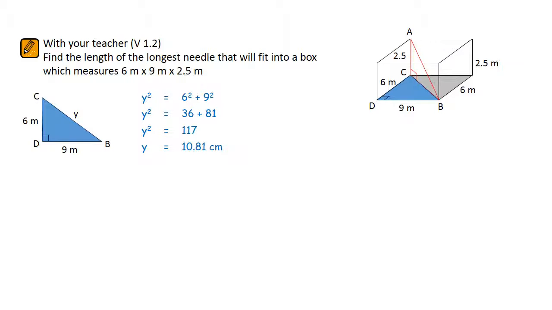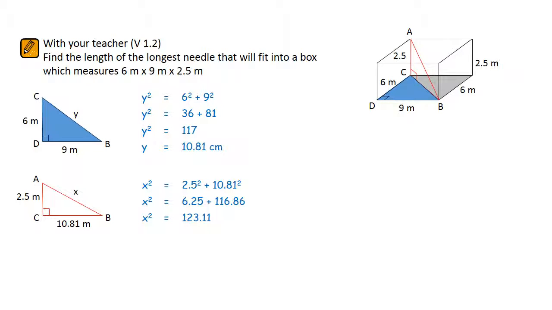Now we can look at the red triangle. We know that across the base of the box, CB measured 10.81. We can work out x. By Pythagoras theorem, x squared equals 2.5 squared plus 10.81 squared, and do some more calculations to come up with the length x, the longest needle, equals 11.06 centimetres.